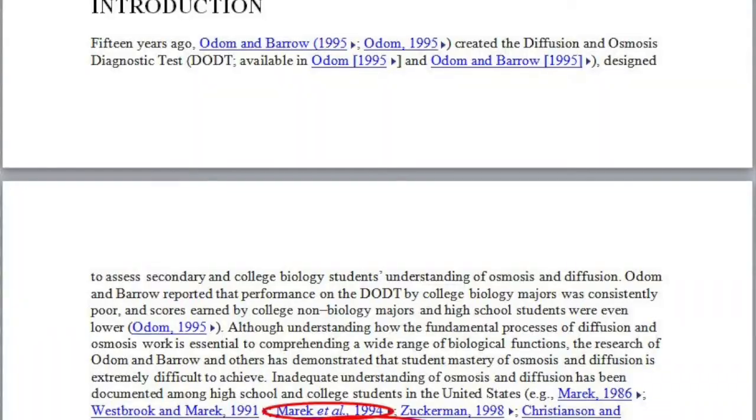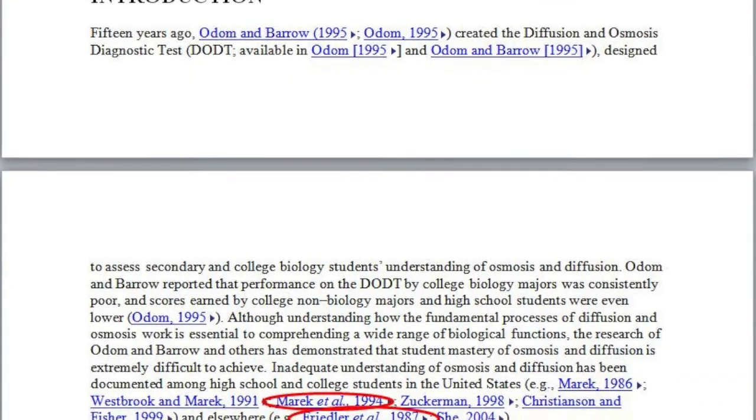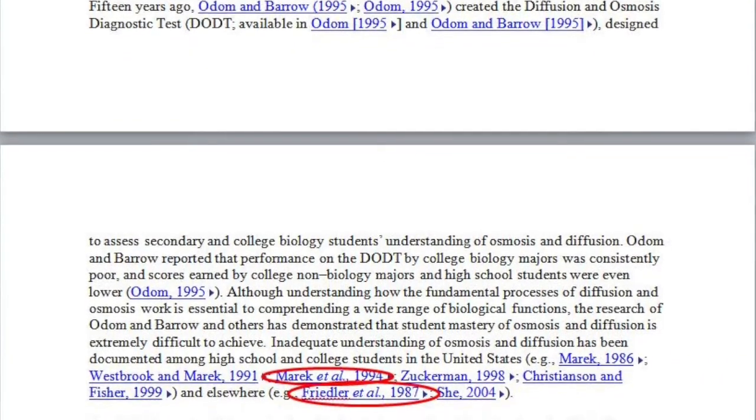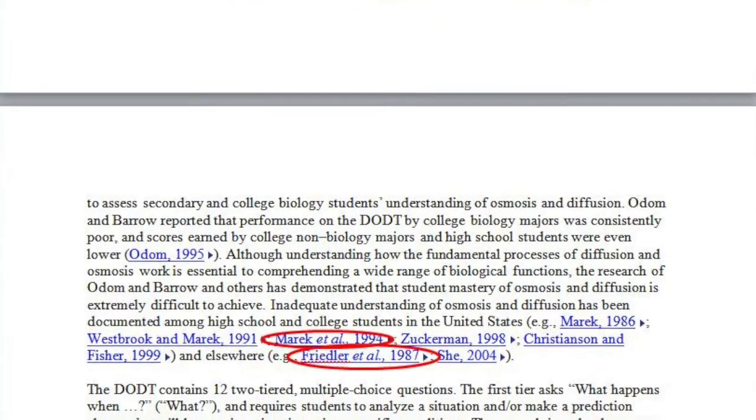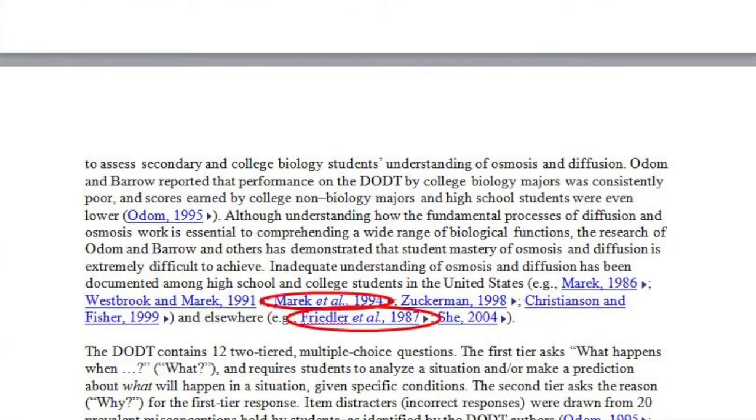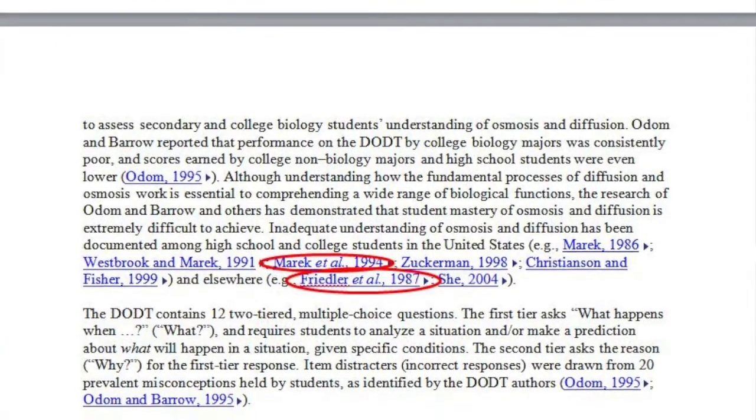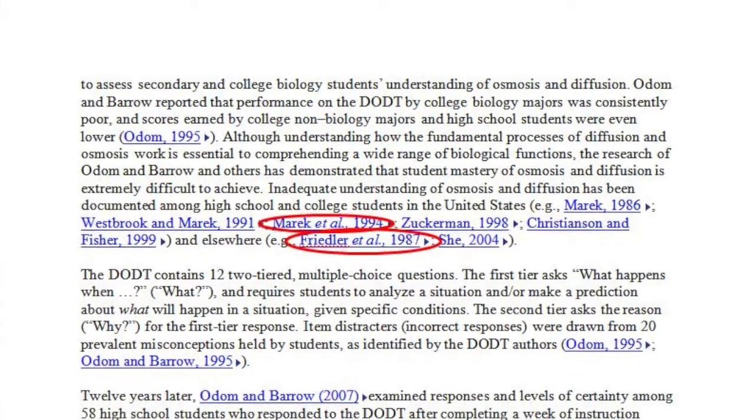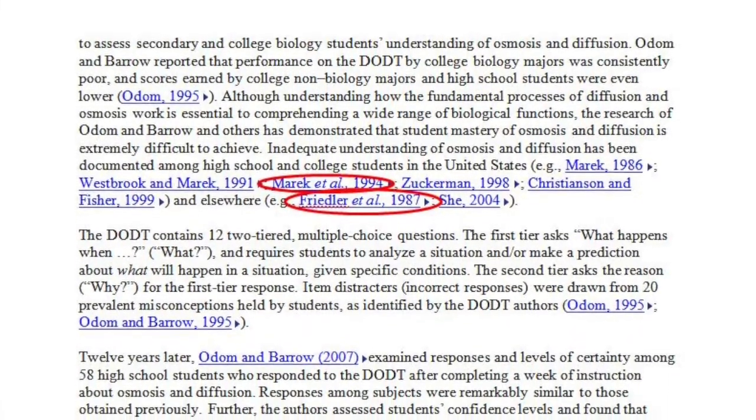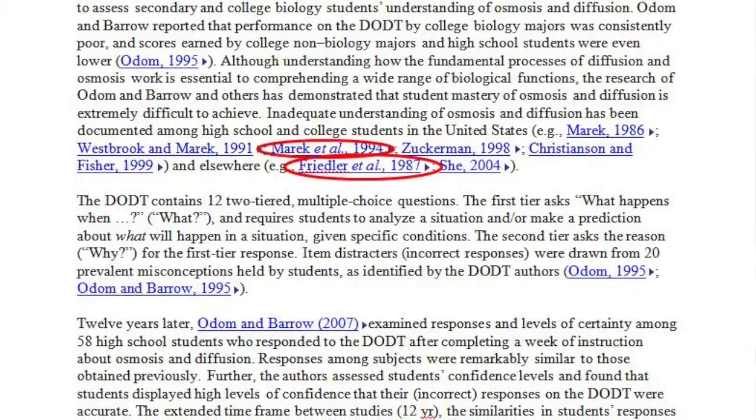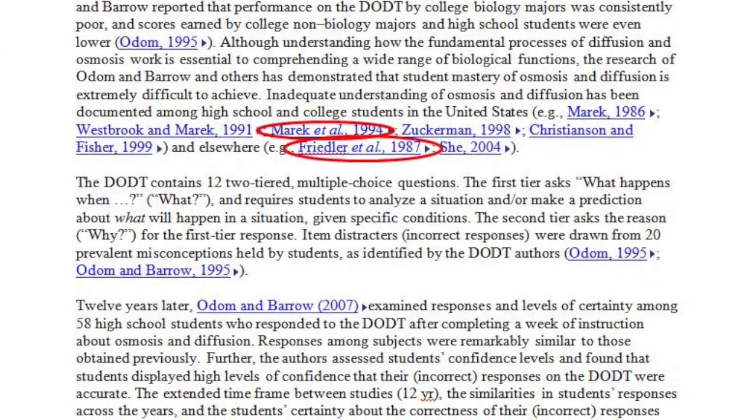But if there are more than two authors, you cite the first author only, followed by the Latin words et al., which means and others, and then the year. Notice where the period goes at the end of the sentence. It goes after the citation, not before.